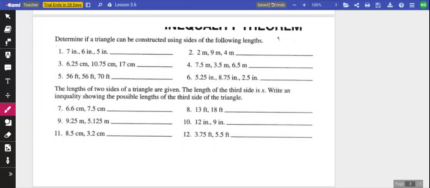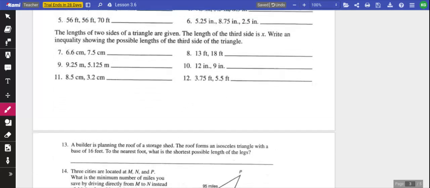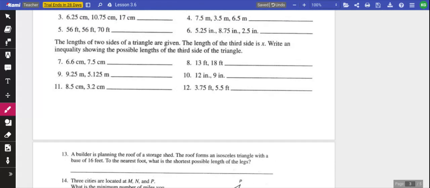Same process here. 5 plus 6 must be greater than 7. And 11 is greater than 7, so that's a yes. Okay, down here. The length of two sides are given. The length of the third side is x. Write an inequality showing the possible lengths of the third side of the triangle.